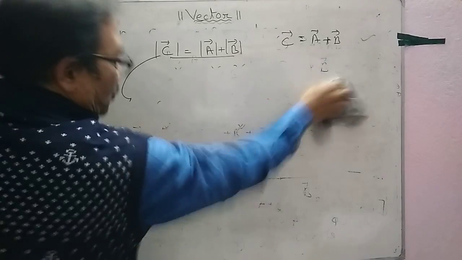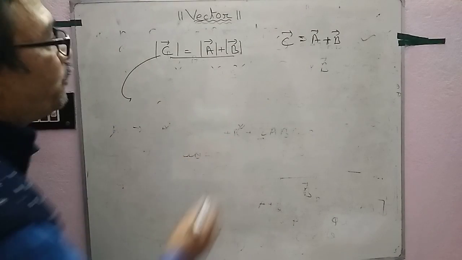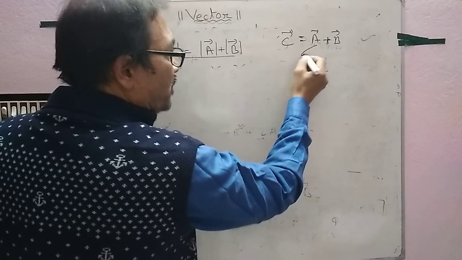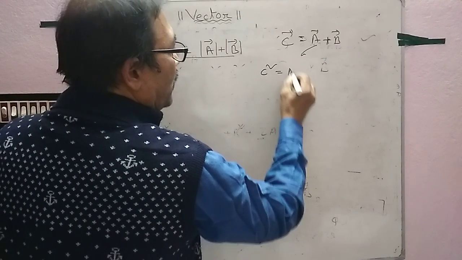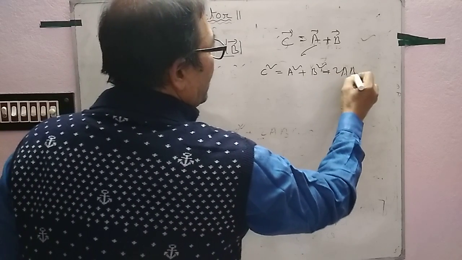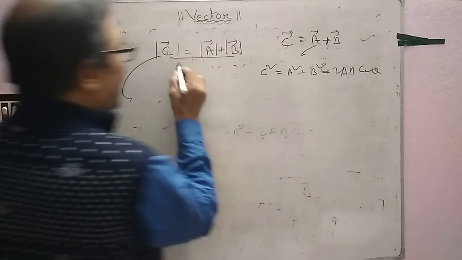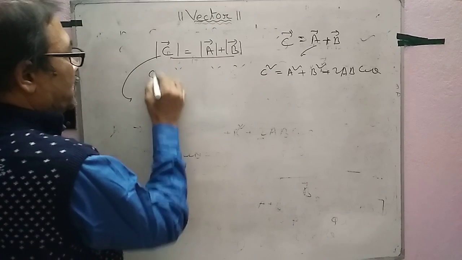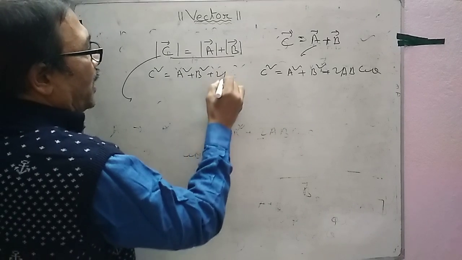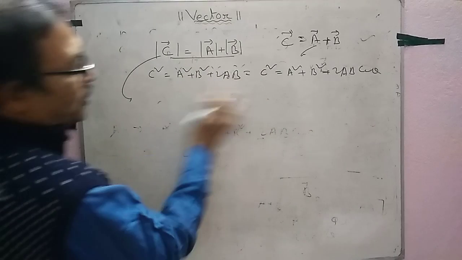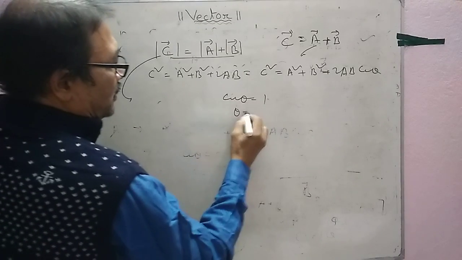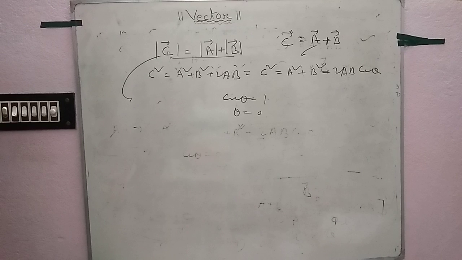To clear the problem, repeat again. From this condition, c square equal to a square plus b square plus 2ab cos theta, and from this condition, c square equal to a square plus b square plus 2ab. Following c square, cos theta equals 1, theta equals 0 degree. Clear?